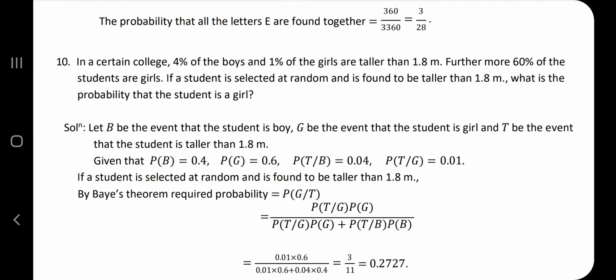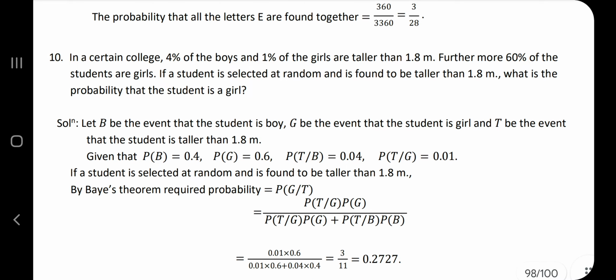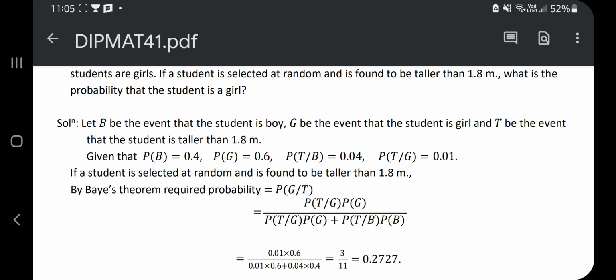In a certain college, 4% of the boys and 1% of the girls are taller than 1.8 meters. See, for any of these questions, it's a super simple step process. What you are supposed to do is read the question once, even if it doesn't make sense, and get to know what they are asking.